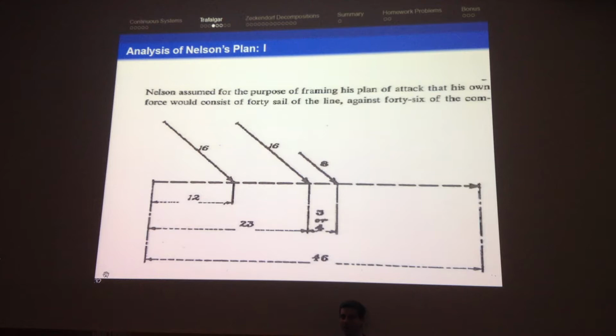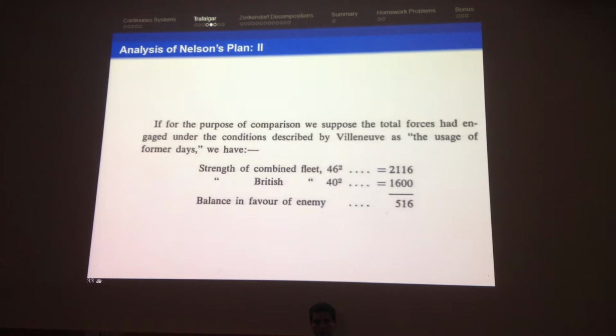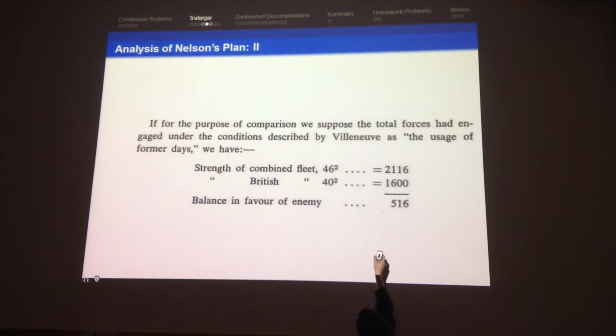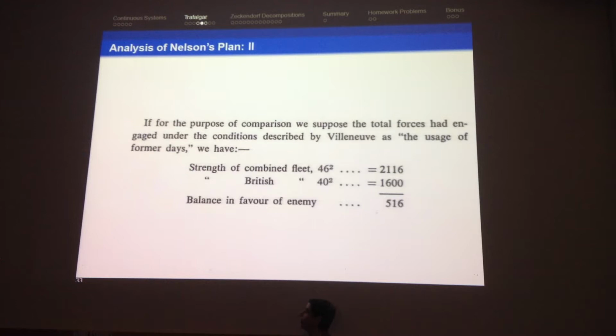So originally, if you do this law of squares and you calculate what was the Franco-Spanish advantage, 46 squared gives you 2116, 40 squared gives you 1600. The balance in favor of the enemy, you can tell which side Lancaster's writing on, was 516.